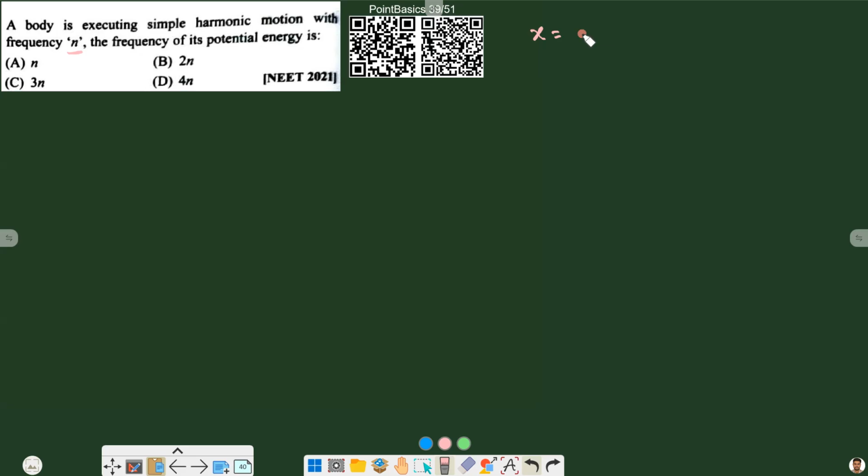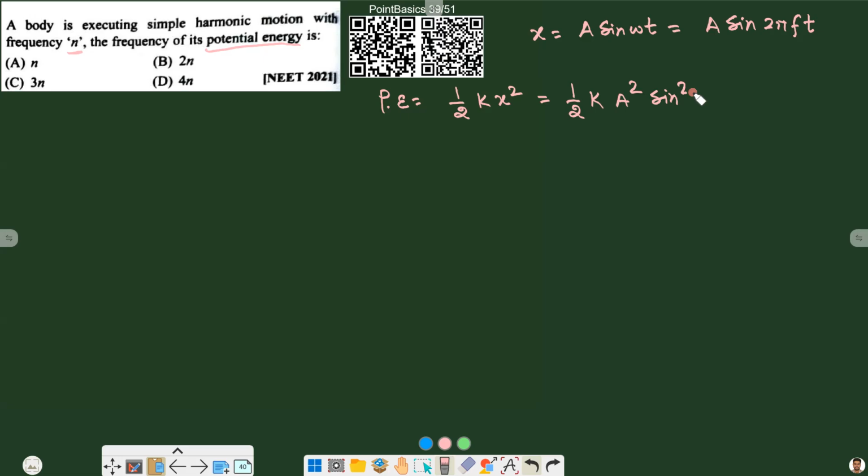We know that x is given by amplitude into sine omega t. We are taking here a sine form, and omega is 2 pi by T, that can be written as 2 pi times frequency. So x is a sine 2 pi f t. Here we have to find out the frequency of potential energy, and we know potential energy is given by half k x square. So half k a square sine square 2 pi f t.